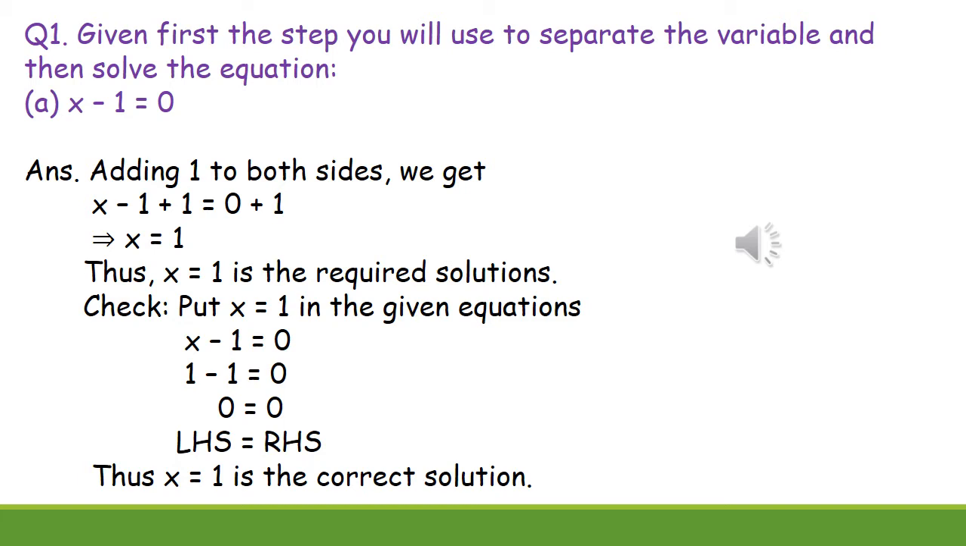Now if we put x is equal to 1 in the given equation, x minus 1 is equal to 0, that means 1 minus 1 is equal to 0. So we can check whether LHS and RHS are equal or not, and we can confirm that x is equal to 1 is the correct solution of the given equation.